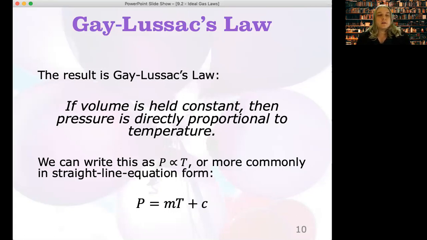So again, in words, if volume is held constant, then pressure is directly proportional to temperature, or in equation form, P is proportional to T, or you can write it in a straight line form, P is equal to MT plus C. So pressure is proportional to temperature, P equals MT plus C. I'm going to assume you're all comfortable with straight lines. That's basic mathematics that we expect you to be fairly confident in terms of writing equations. So if something is proportional, it means you've got a straight line relationship.